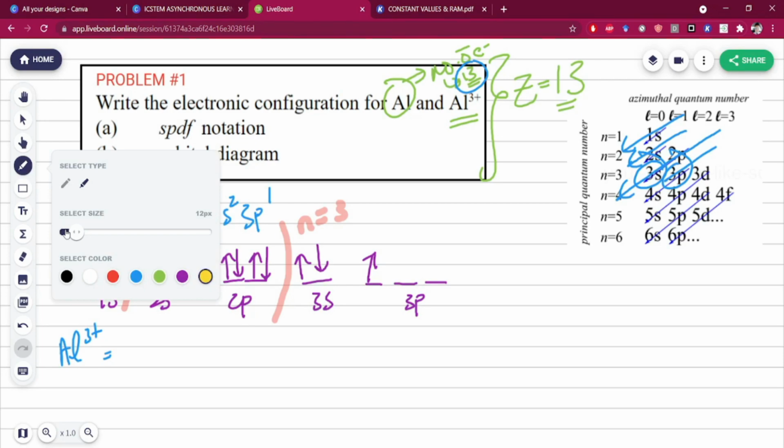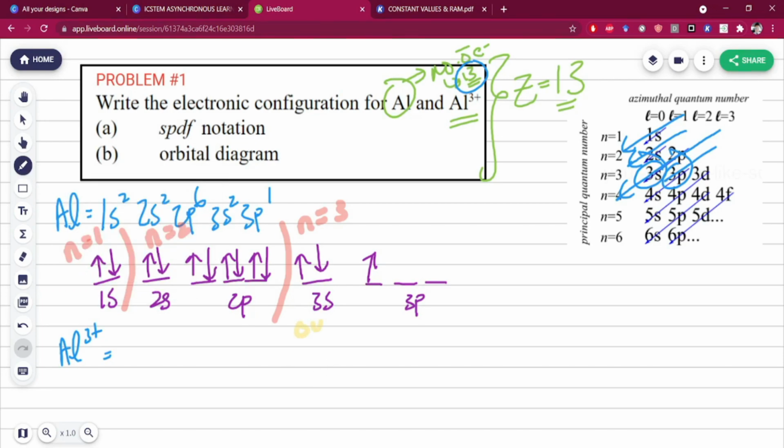So this is going to be the outermost shell, or valence shell. That is what is meant by outermost shell, valence shell. So these are the valence electrons. The valence electrons will be taken out first if the aluminium is getting ionized.